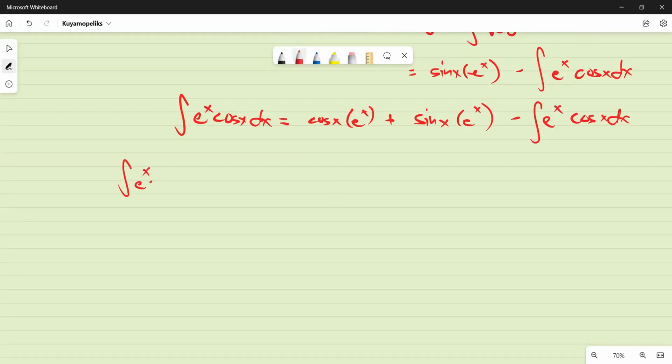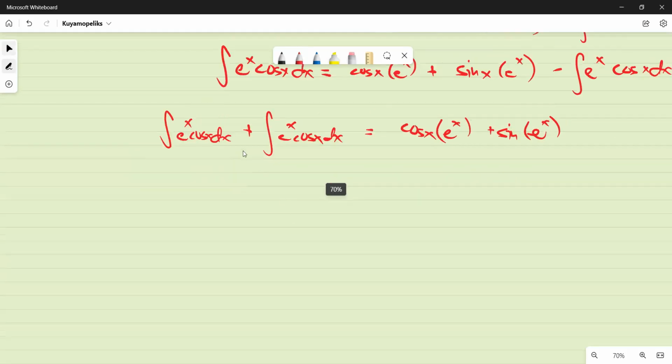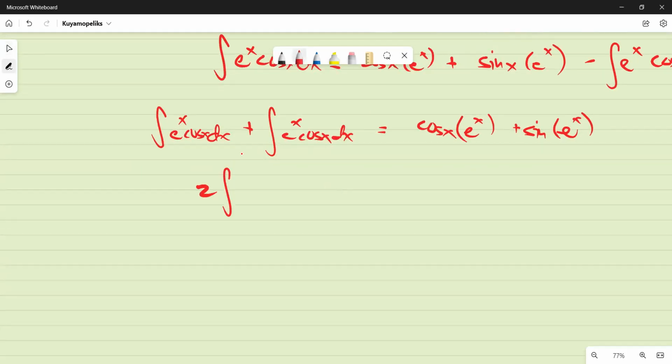Integral ng e raised to x cosine x dx plus integral ng e raised to x cosine x dx is equal to cosine x e raised to x plus sine x e raised to x. Ngayon, transpose lang natin yan. This is equal to 2 times integral ng e raised to x cosine x dx is equal to cosine x quantity e raised to x plus sine x e raised to x.